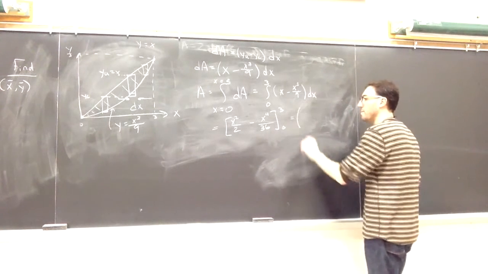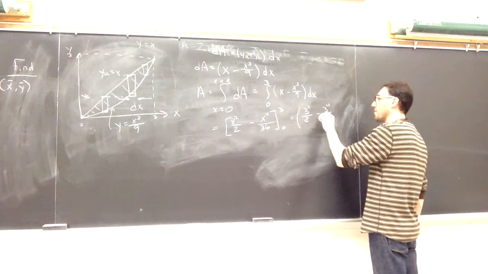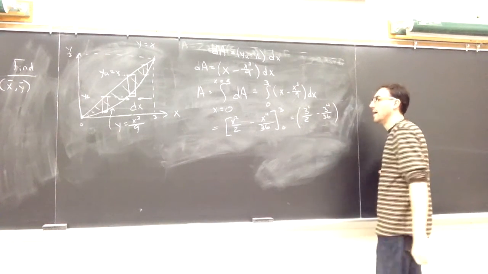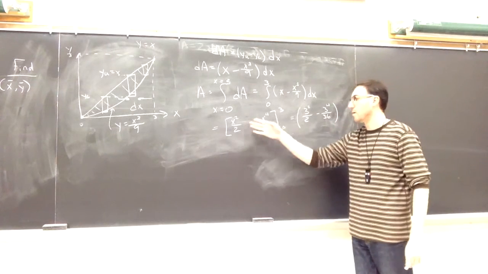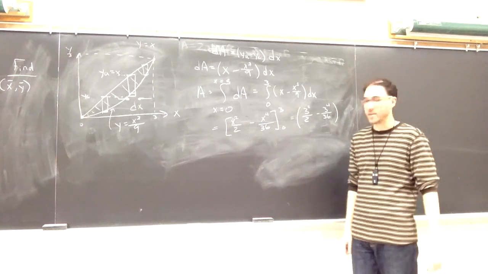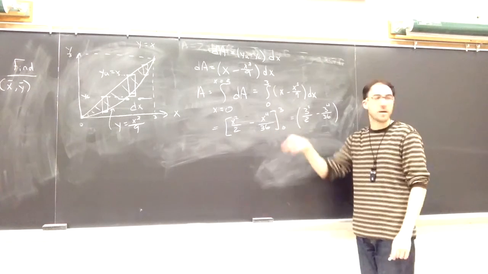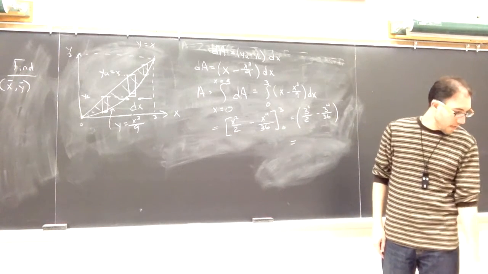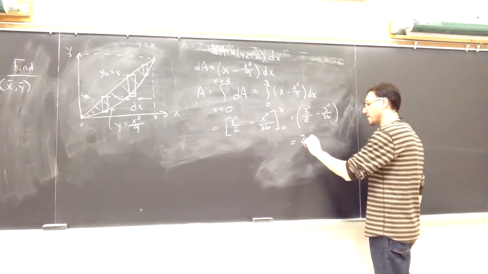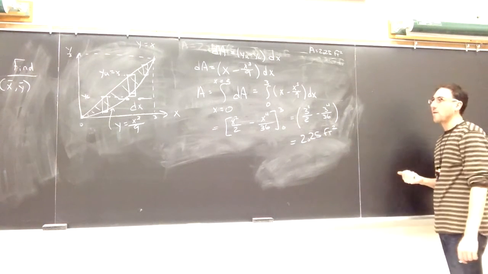So this is going to be 3 squared over 2 minus 3 to the 4th over 36. And then it will be minus quantity 0 minus 0, but that will just be 0 in this case because my lower bound is 0. So what I get when I simplify this is that the total area of the shaded region is 2.25 feet squared. I have the area.